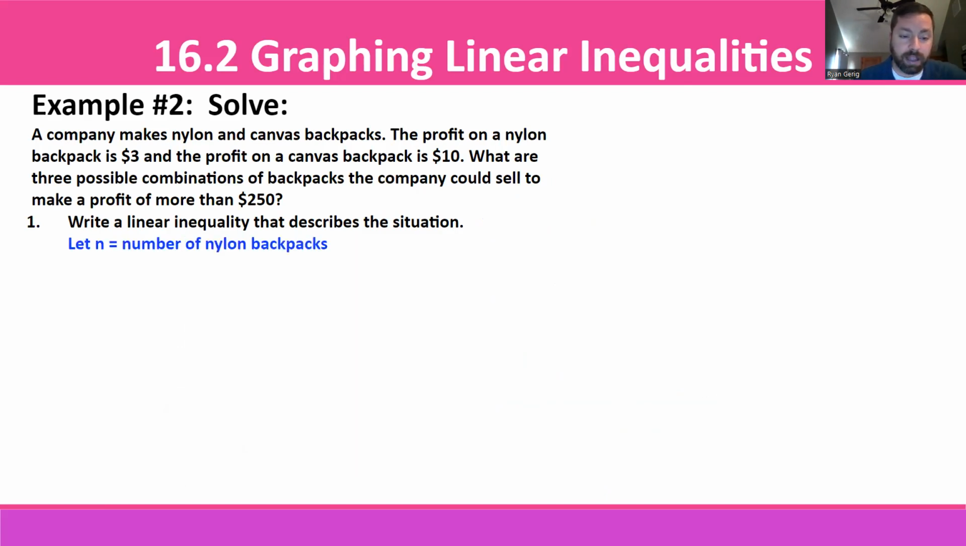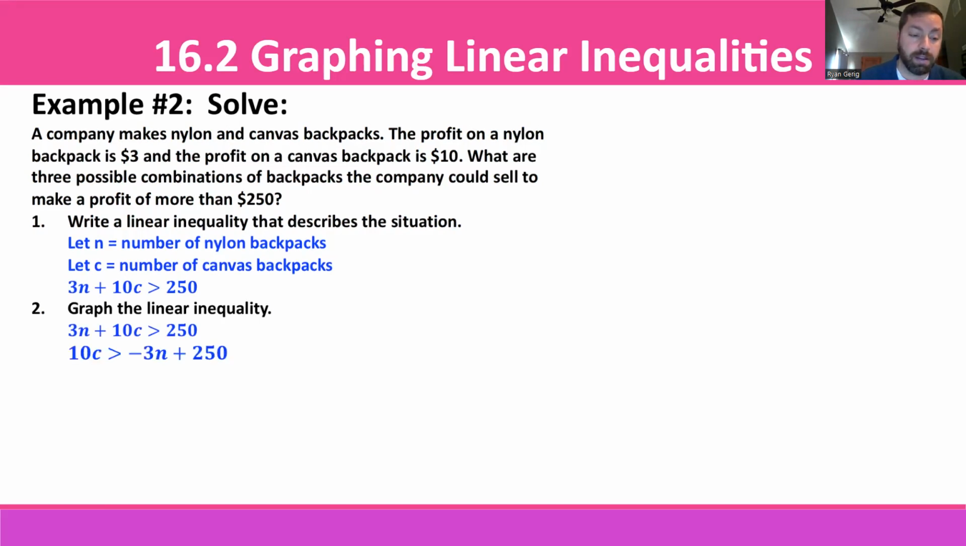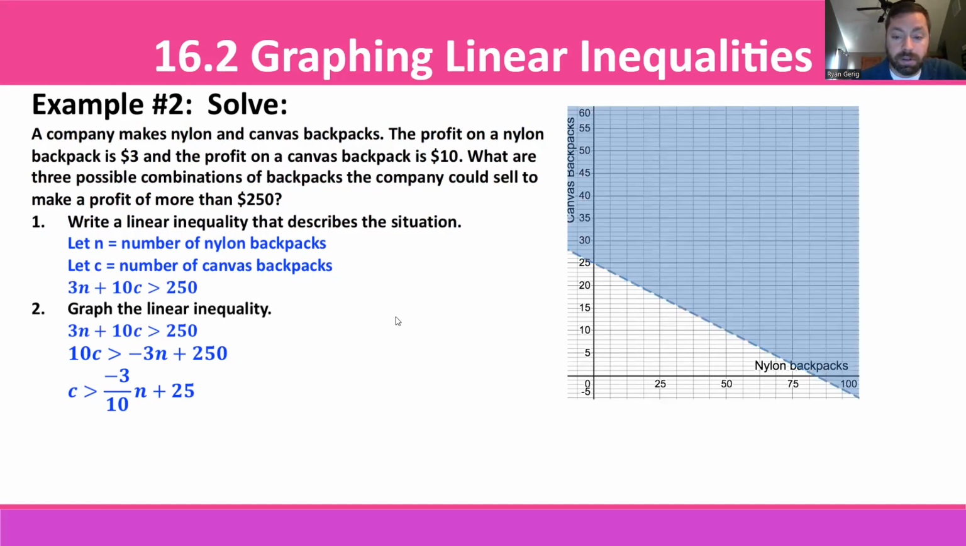Well, we're going to say N is the number of nylon backpacks and C is the number of canvas backpacks. 3N is the profit for the nylon backpacks, and 10C is the profit for the canvas backpacks. We want that to be greater than 250. There's my inequality. Now let's graph it. We want to put it in slope-intercept form, so we have to subtract 3N, and then divide everything by 10, so we get C is greater than -3/10 N plus 25, and if we graph that, y-intercept 25, down 3, right 10, this one is a dotted line again, and then we want to shade.